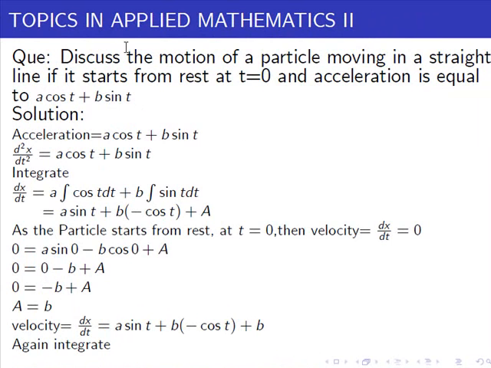First of all, we make an understanding of the problem. We have to discuss the motion of the particle, so we have to find the velocity and distance traveled by the particle. We are given acceleration a cos t plus b sin t, and we are given a condition that the particle starts from rest at t is equal to 0. We start from the given value of acceleration: the acceleration is equal to a cos t plus b sin t.